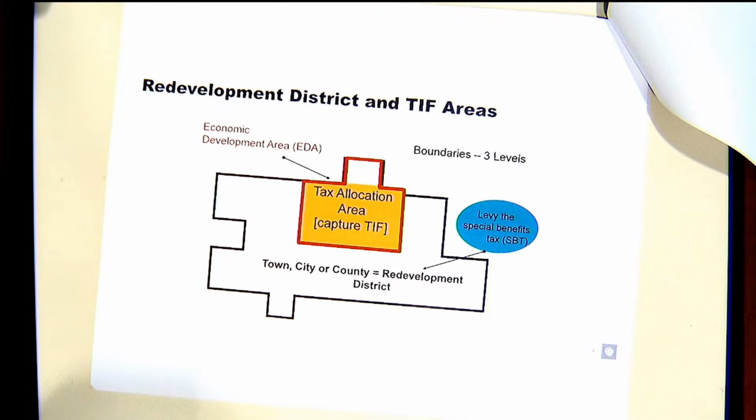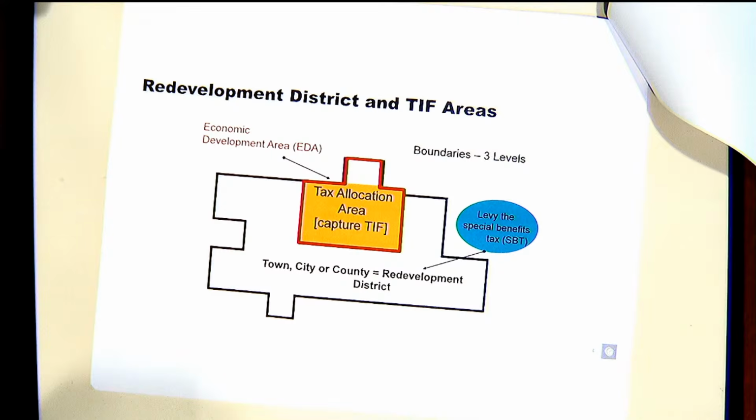I wanted to highlight a few terms, just the basics of an allocation area. The first term would be a tax increment allocation area, which is where the TIF revenues can be captured. The next term is an economic development area, which is where those TIF revenues or TIF dollars can be used to spend. So looking at just some general boundaries here.